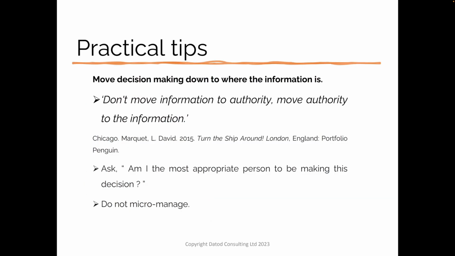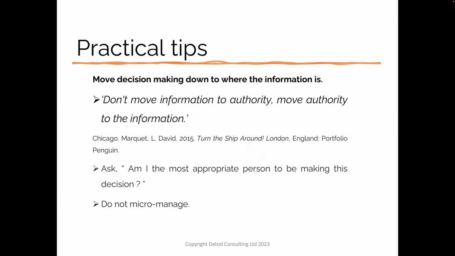Another practical tip is moving the decision making down through the organisation to where the information is. A great quote from David Marquet's book is basically: move the information to authority as opposed to moving authority to information. Basically, what you should do is not move the data up through the management chain to yourself to make decisions. Can you move that decision making process down through the business where the information and the data is being generated, on the production floor and closer to the customer?